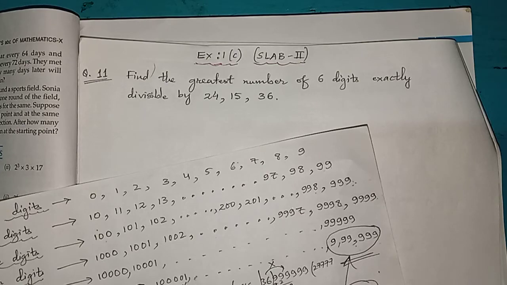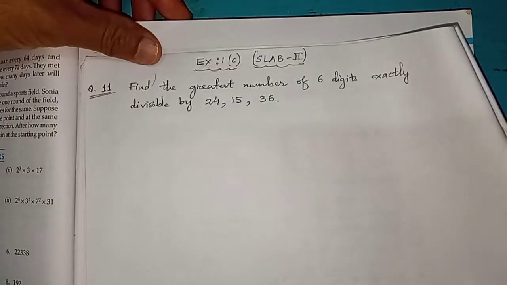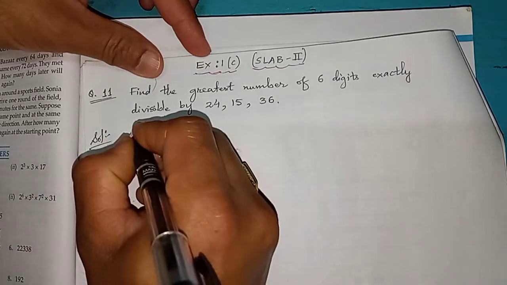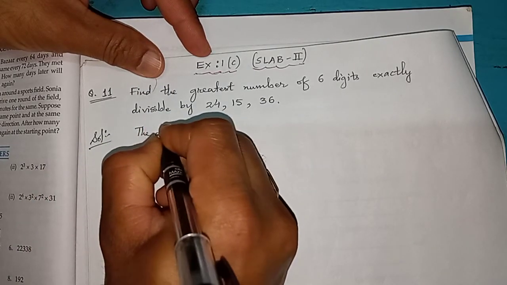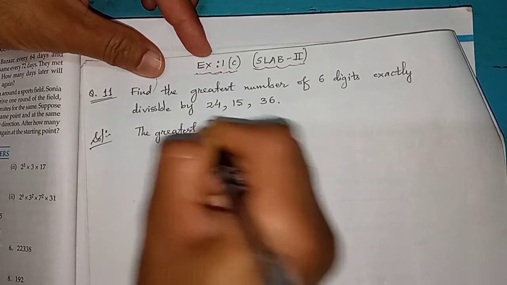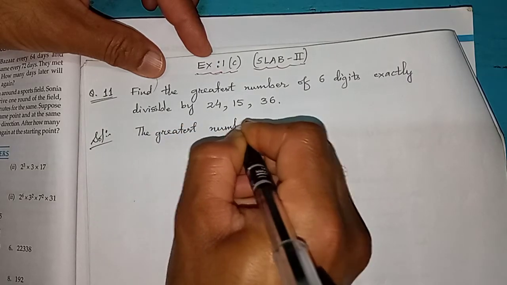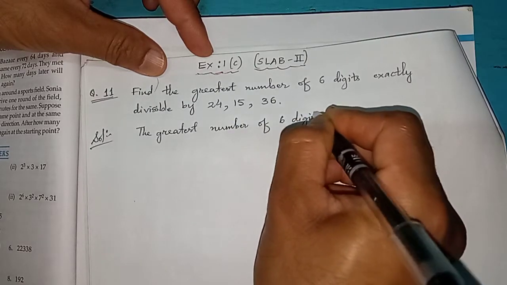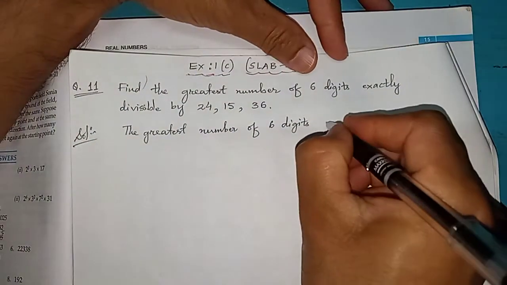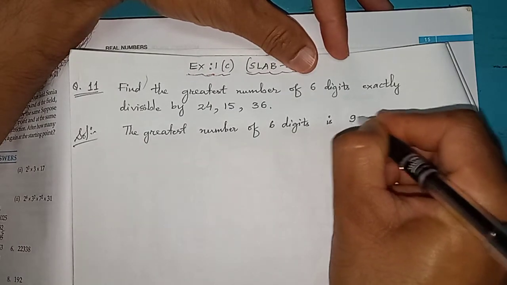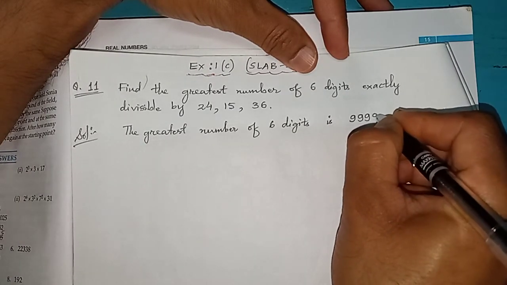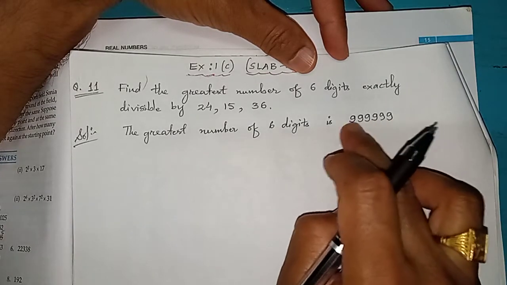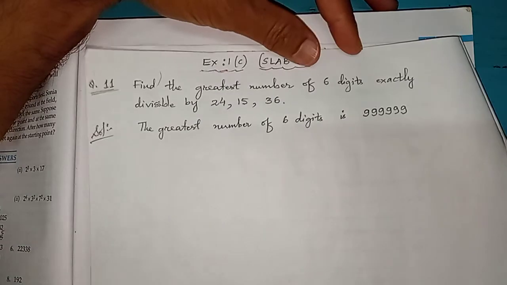So first of all, we'll write the greatest number of 6 digits. Okay, so here's the solution. The greatest number of 6 digits is 6 nines. So this is the greatest number of 6 digits: 1, 2, 3, 4, 5, 6, that is 9,99,999.